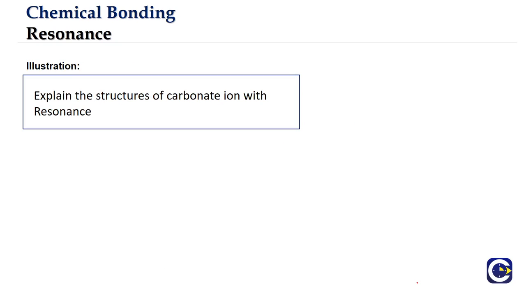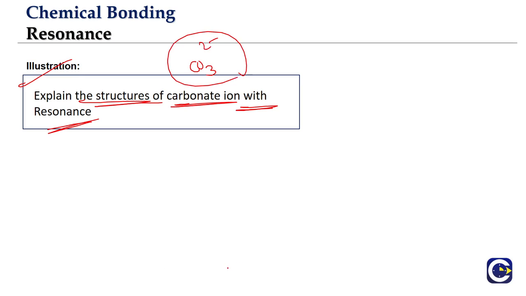We'll look at some examples of that. What is this question? Explain the structure of the carbonate ion with resonance. Carbonate ion means CO3 2 minus. We have already talked about the Lewis structure for the carbonate ion in the Lewis dot structures discussion. Carbon is bonded to two O minus with single bonds and has a double bond with an oxygen. This is what we have.